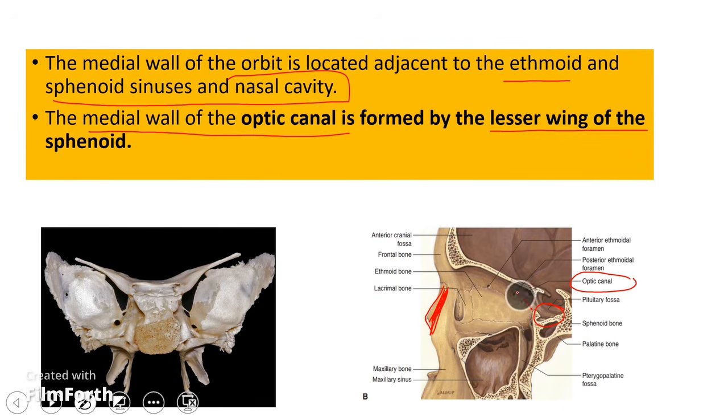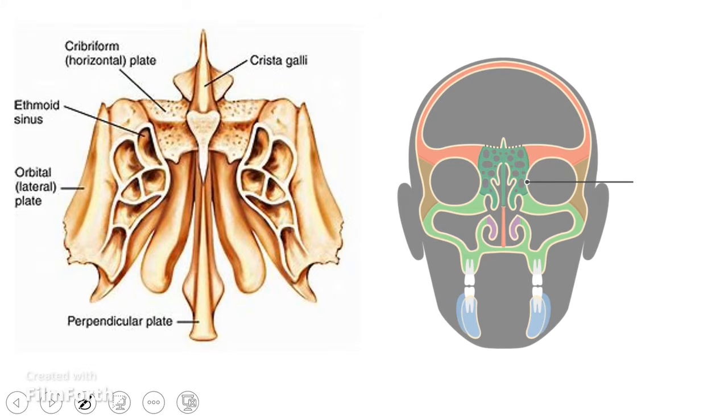You can see this opening is actually present in the lesser wing of the sphenoid, which is present in the medial wall of the orbit. And therefore, if someone asks you where is the optic canal present, the optic canal and specifically its medial wall is formed by the lesser wing of the sphenoid. So that should be clear.